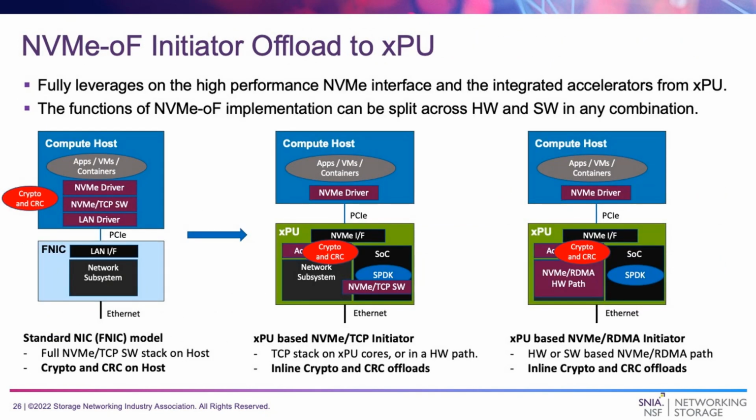Next, I'm going to talk about NVMe over Fabric initiator offload. So I have a simple picture here trying to explain different design choices and different implementations. The first picture shows the existing way to do this NVMe over Fabric initiator. So basically, it uses a standard NIC, often known as a foundational NIC, FNIC, and the whole NVMe over Fabric initiator software stack runs on the host. I'm using NVMe over TCP as an example here because NVMe over TCP consumes more CPU cycles and memory bandwidth. And if you do crypto and CRC, that puts more pressure on the host CPUs and the memory bandwidth.